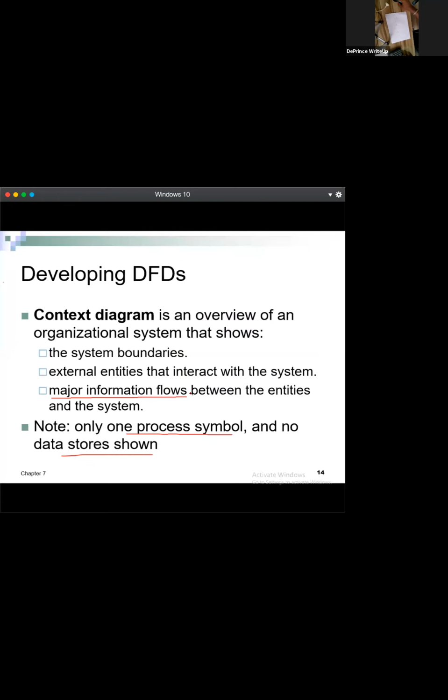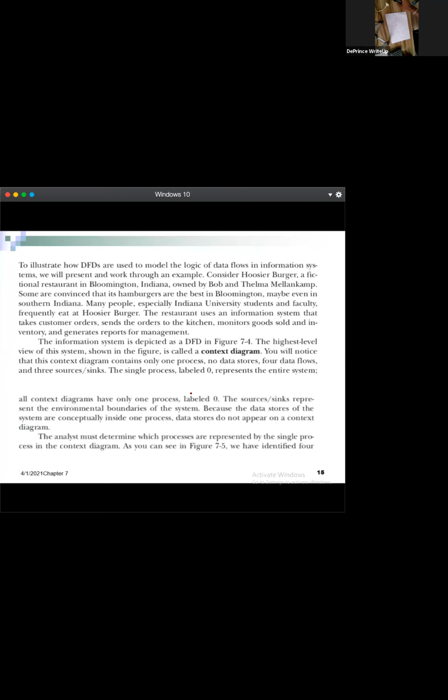Let us move back to the slide, because I want to do some drawings for you guys to understand clearly later. Okay, all right, so this is an example to illustrate how data flow diagrams are used to model the logic of data flows in information systems. We will walk through an example.